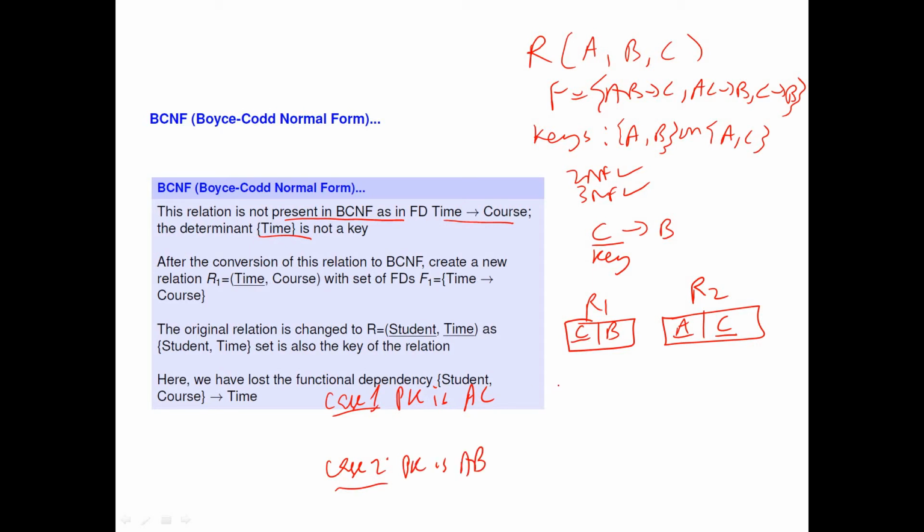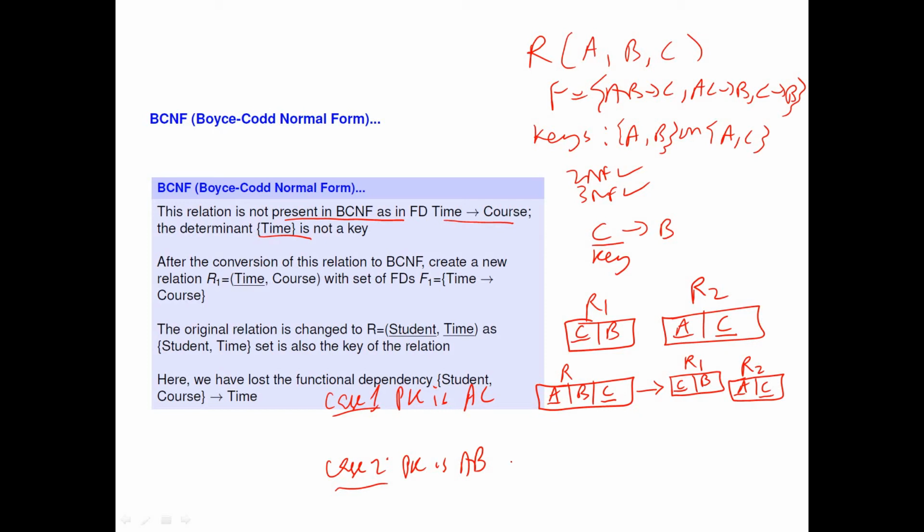If I consider AC as the primary key, originally my relation is ABC. AC is the primary key. Since C to B is creating a problem, I'll create a table called C to B as R1, and the other table I'll get as AC. The B will be removed from your R.